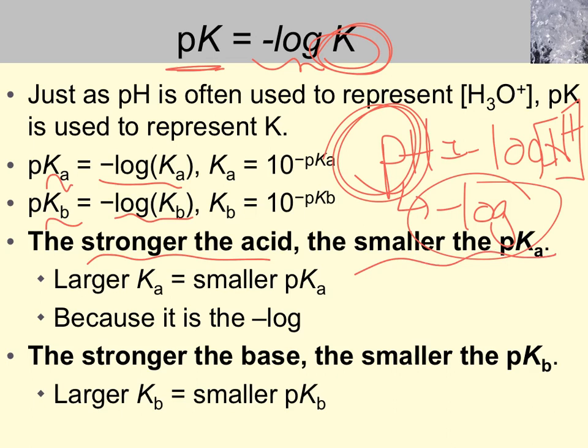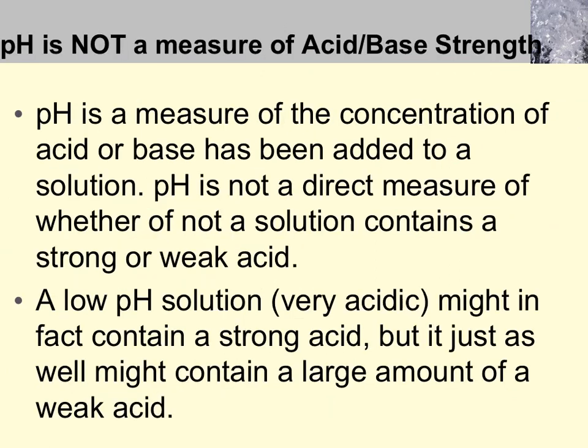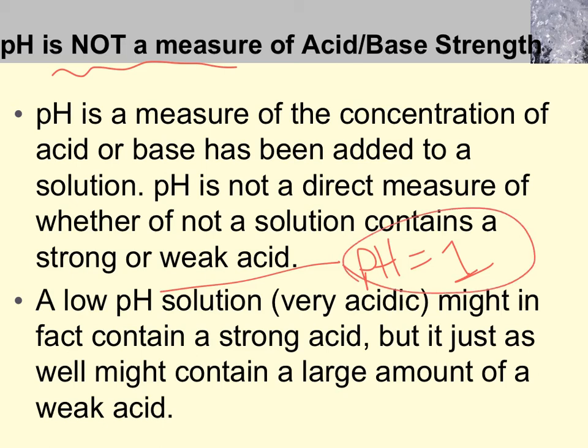That'll make more sense, I think, as you do more calculations with it. All right, and a reminder again, pH is a measure of concentration. It is not a measure of the inherent strength of an acid or a base. If you have a pH of, let's say, 1, which is what your stomach acid is, by the way, that's quite acidic. But you cannot necessarily then say it's from a strong acid, because you can get a pH 1 from a weak acid if you dump a whole bunch of it in.